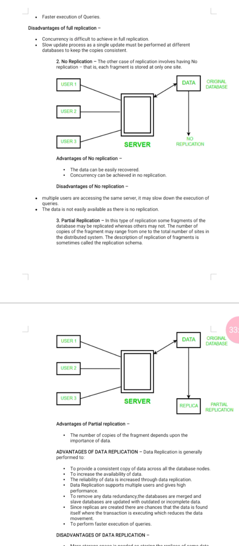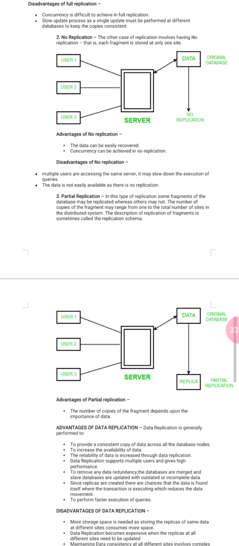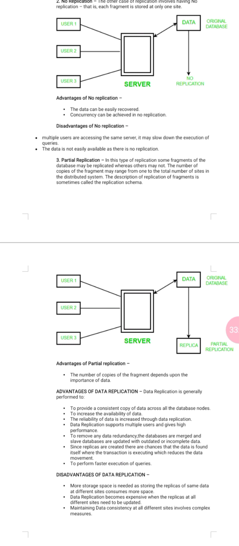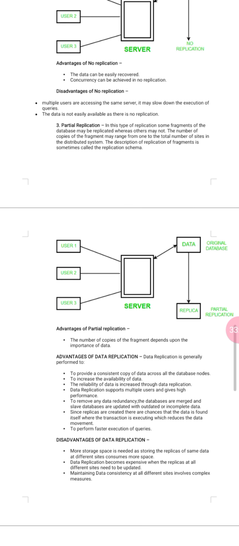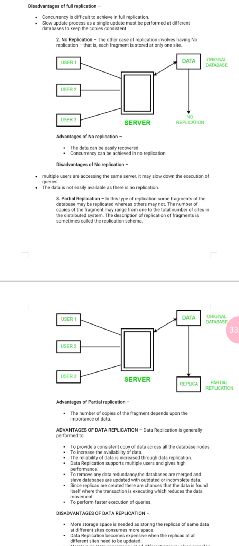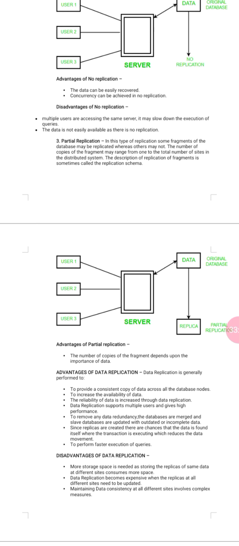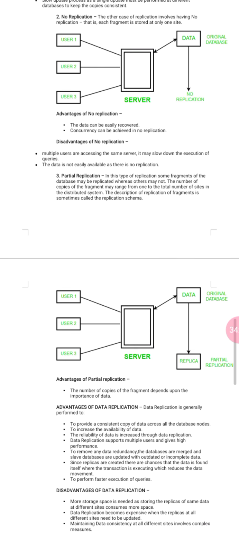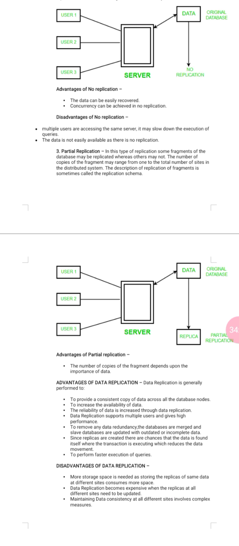An advantage of no replication is that the data can be easily recovered and concurrency can be achieved, right? Then a disadvantage of no replication is that multiple users accessing the same server may slow down the execution of queries. It means if different users want the same information, the server slows down, right? And the second disadvantage is that the data is not easily available as there is no replication. Data is not easily available because it is stored in only one server, not many servers. So it's very hard.